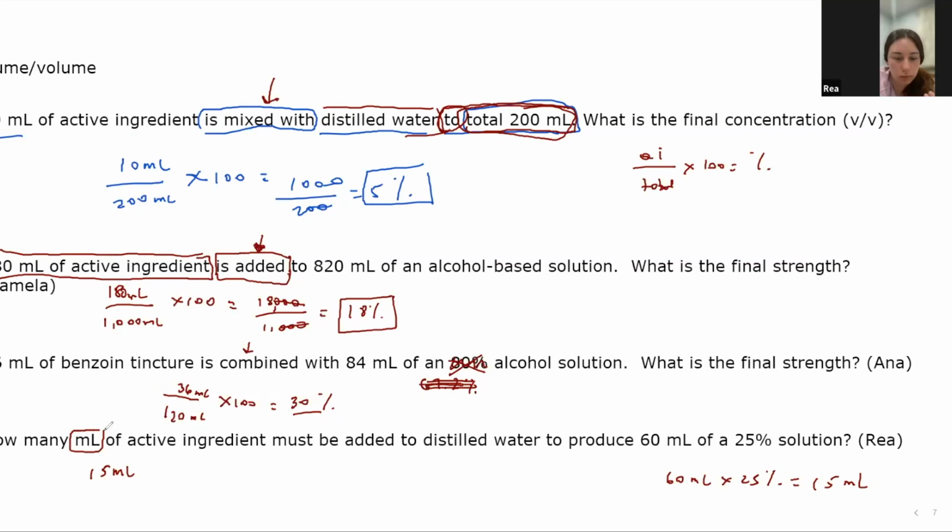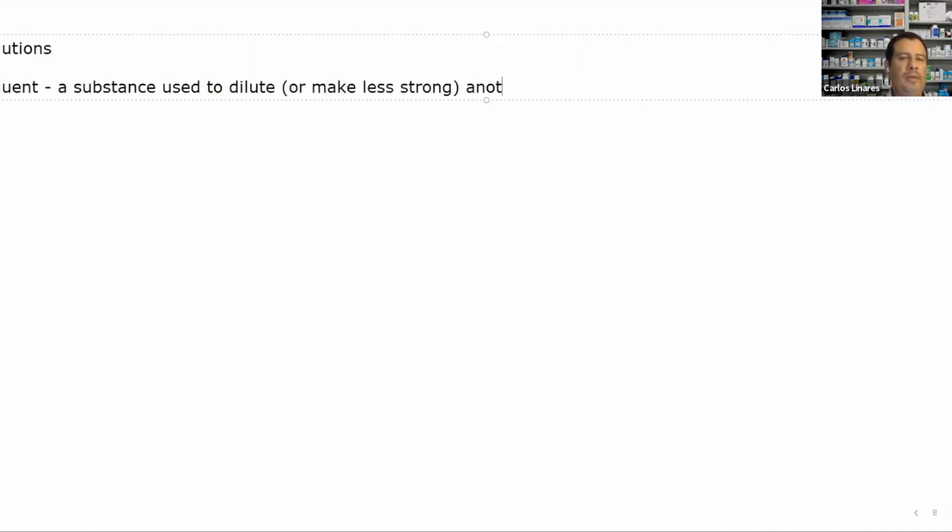All right. So this is concentrations. And we're going to be using concentrations in the next phase, which is dilutions, and the next portion, which is alligations. So now let's continue with dilutions. A diluent is a substance used to dilute or make less strong another substance.